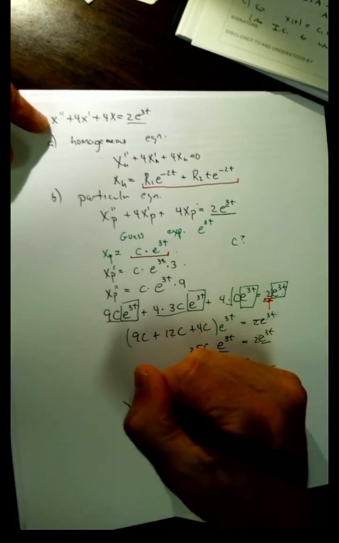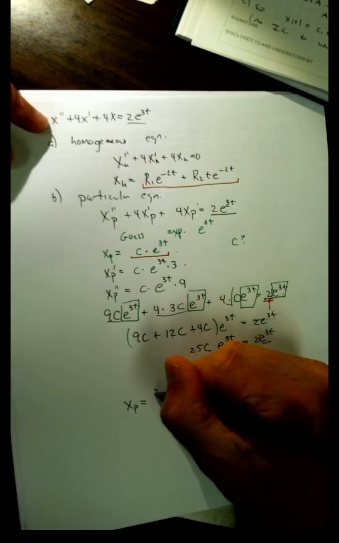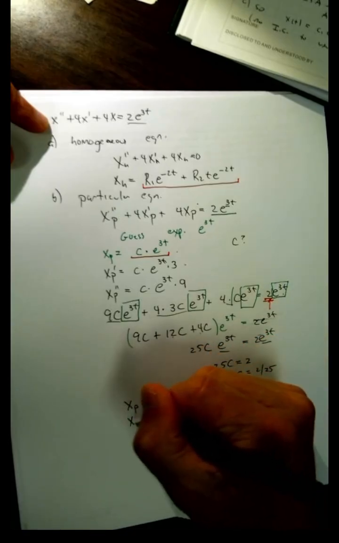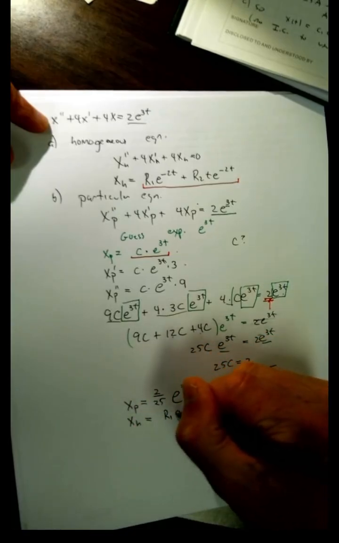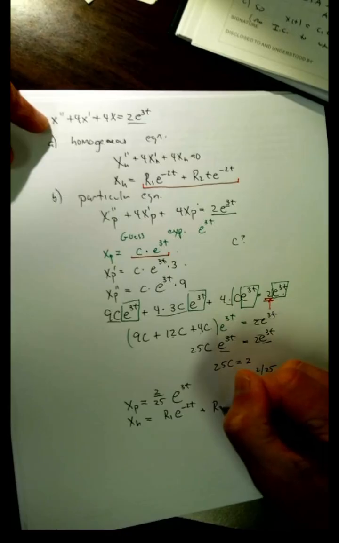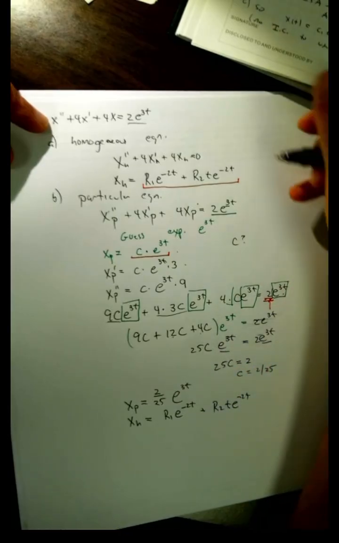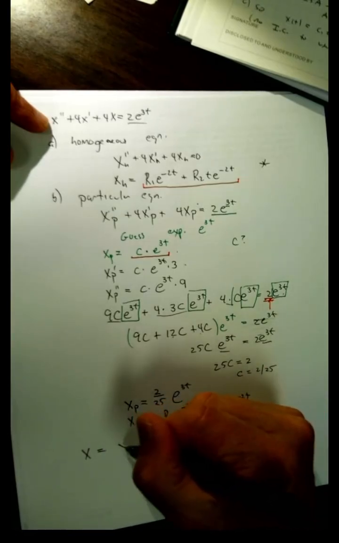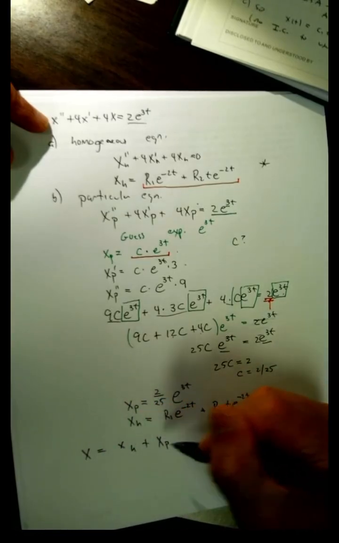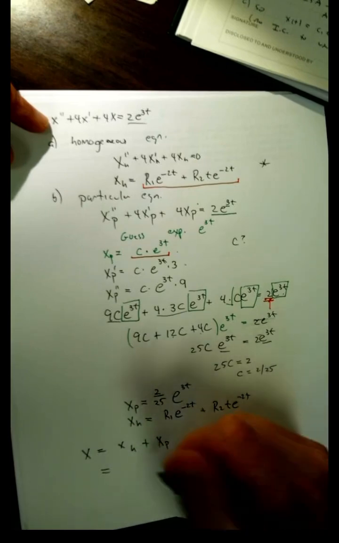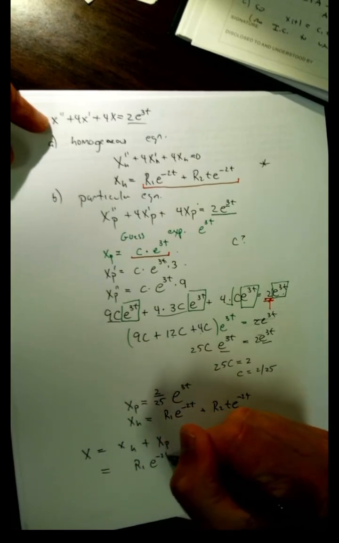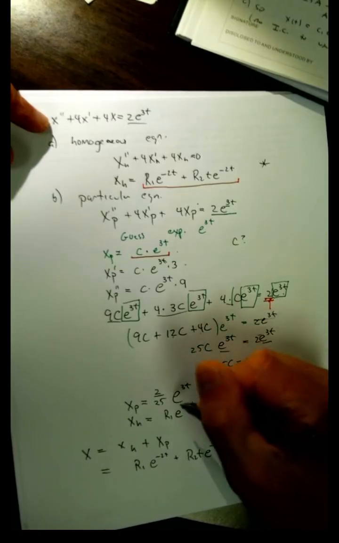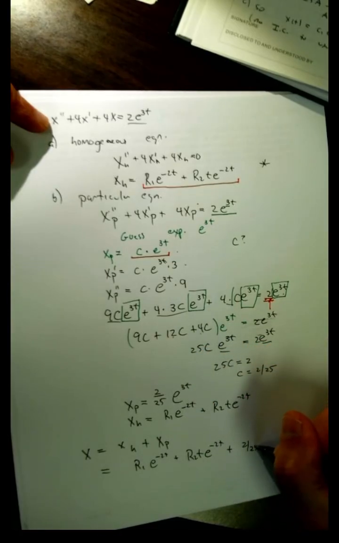So my particular solution is 2 divided by 25 times e to the 3t. My homogeneous solution is r1 e to the minus 2t plus r2 t e to the minus 2t, which is coming from here. And now my whole solution is going to be the sum of the homogeneous plus particular. So I get r1 e to the minus 2t plus r2 t e to the minus 2t plus my particular, which is 2/25 e to the 3t.